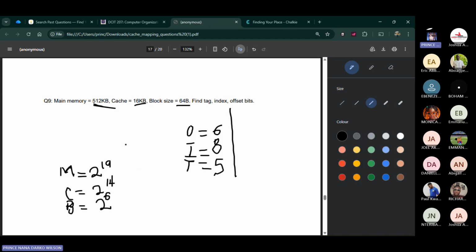So we start with the first. We find our offset, and that's going to be log 2 of this guy right here, and that gives us our offset to be 6 indeed, so that's correct. And then secondly, we find the index. We already have the cache size, so the index is going to be cache divided by block size. So 2 to the power 14 over 2 to the power 6 is 2 to the power 14 minus 6, and when we log it, we get 8. And then 6 plus 8 gives us 14. 19 minus 14 gives us the tag to be 5. So yes, that is absolutely correct. So looks like we are on track.